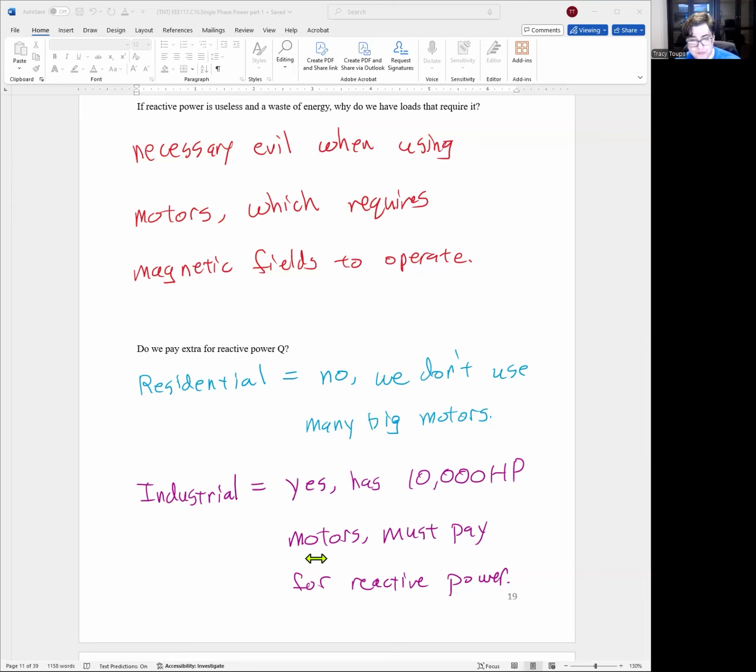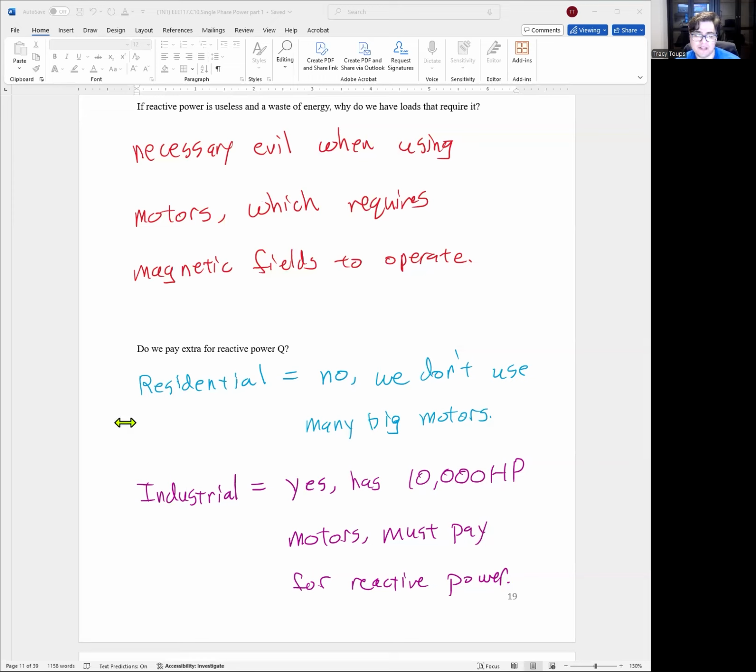That 10,000 horsepower has a lot of reactive power built into it, a lot. At this point, we're talking tens of thousands of dollars on a utility bill, millions of dollars per year. Yeah, we're going to keep track of that as a utility, 100%.